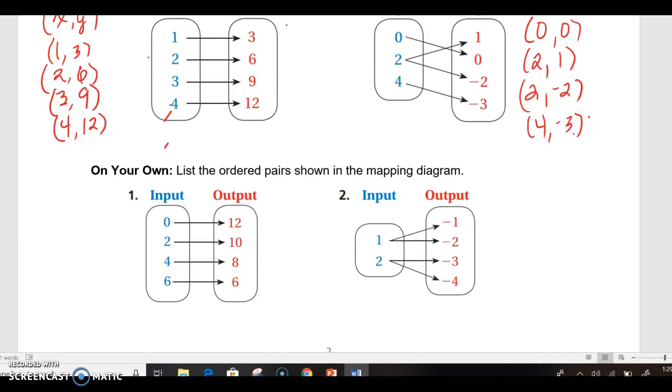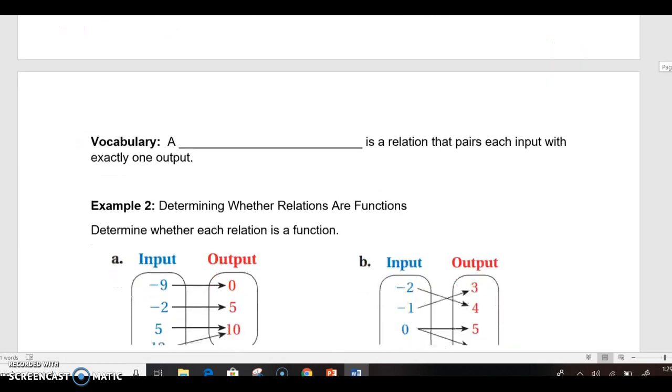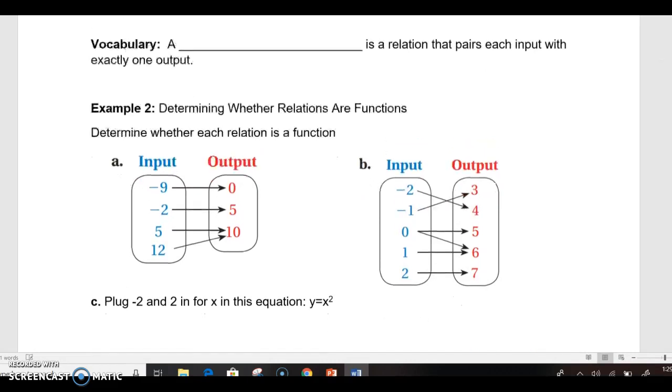Okay, so you can pause the video at this time and try them on your own, or you can come back to them later, but please make sure they're finished before class. We're going to move on.